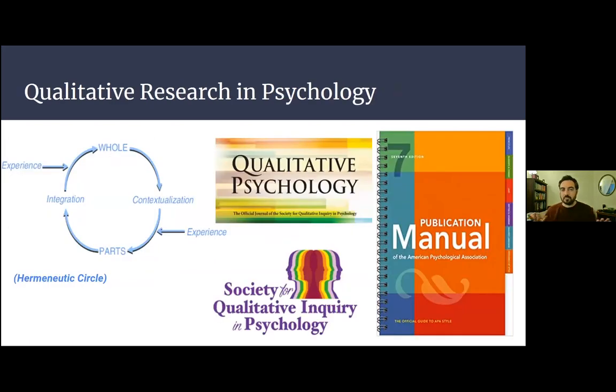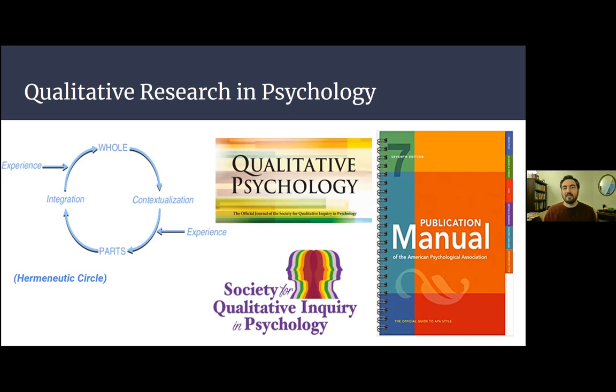So again, many would say we're in the midst of a qualitative renaissance in psychology. In particular, for instance, the APA published its first journal article reporting standards for qualitative and mixed methods research in psychology a few years ago, which was the most downloaded article in all APA published journals in 2018, and was the most cited article in the American Psychologist in 2019. And just recently, in the last publication manual, APA included guidance on reporting qualitative research for the first time.